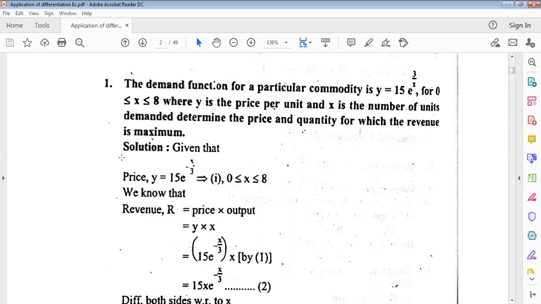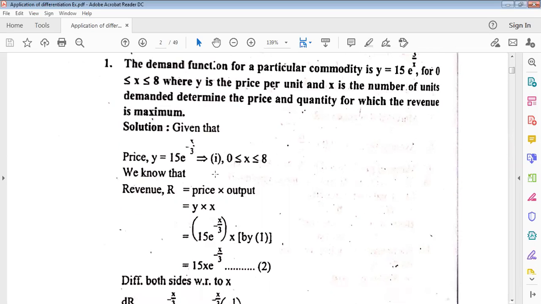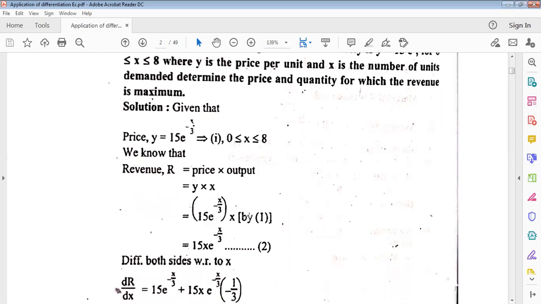Now the given condition: the price y equals 15 e to the power minus x by 3. We name this equation number 1, and x lies between 0 and 8. We know revenue R equals what? Price multiplied by output, that means price multiplied by total number of units. So 15 e to the power minus x by 3 multiplied by x, then R equals 15 x e to the power minus x by 3. This is equation number 2. Revenue will be this. We have to maximize this.